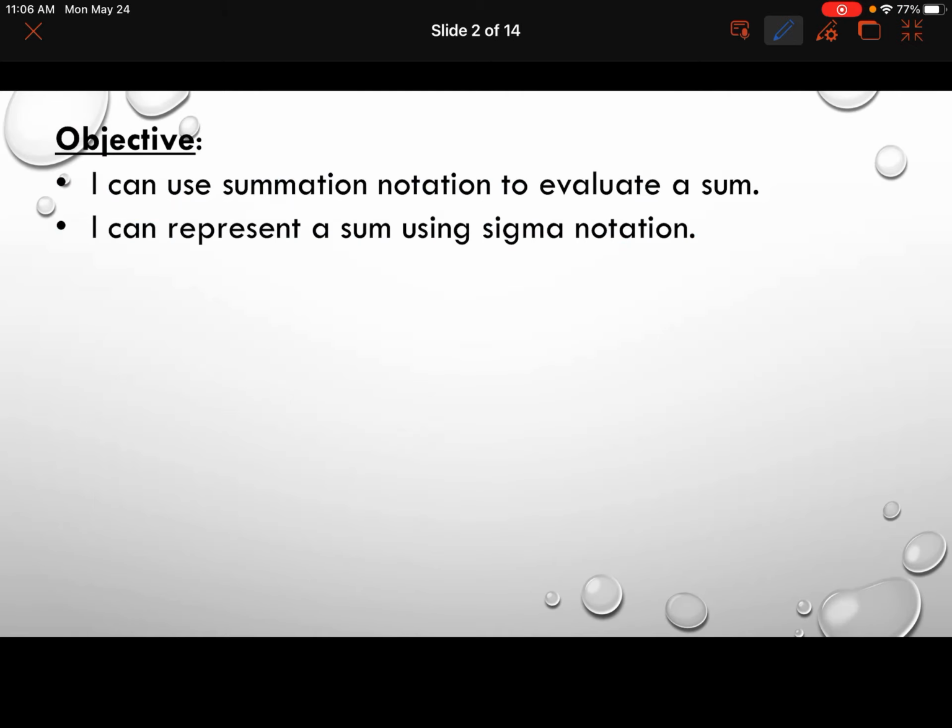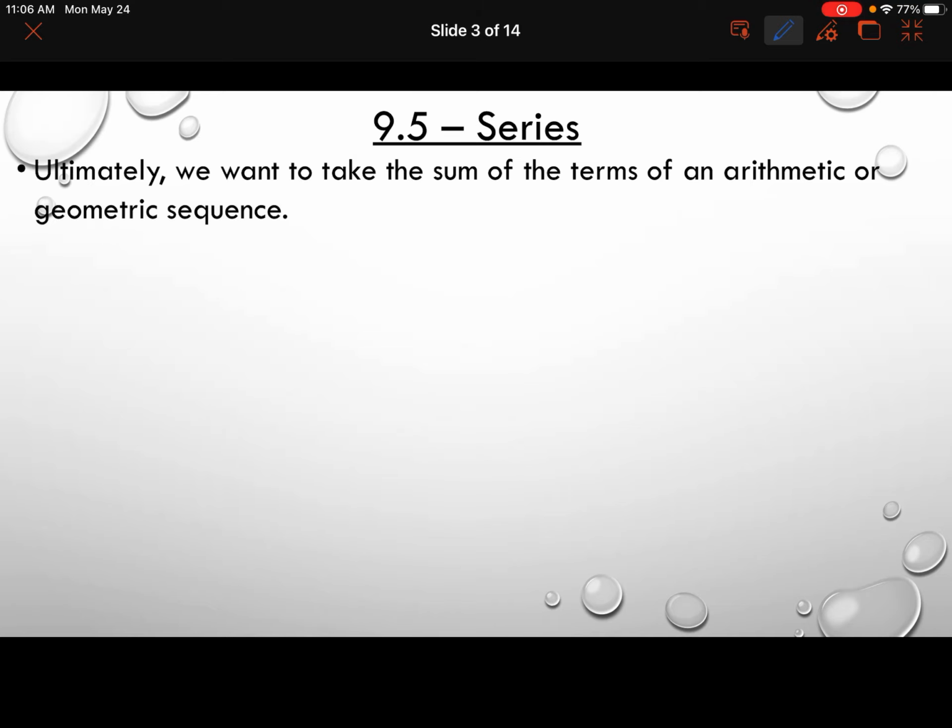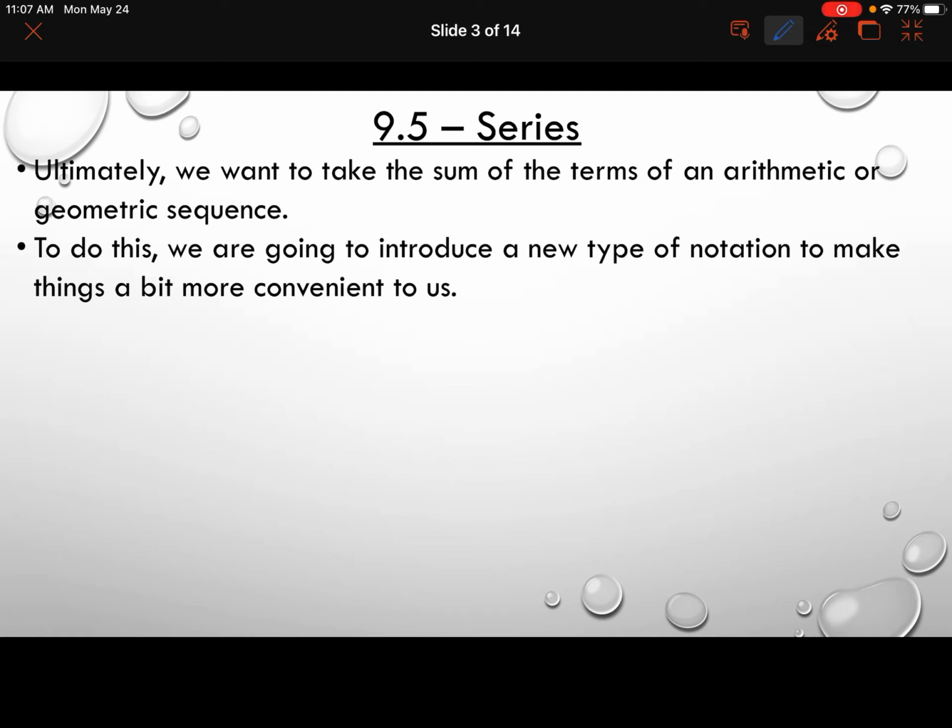So once again, we're starting on a new major topic in this unit, which is this idea of series. One thing that we're going to do a lot of over the next, let's say 2 weeks or so, is take a sequence and find the sum of its terms. So literally just taking the numbers in the list and adding them up, okay? And to do that, one way to make it a little bit more convenient for us is using a new notation that once again will most likely be new.